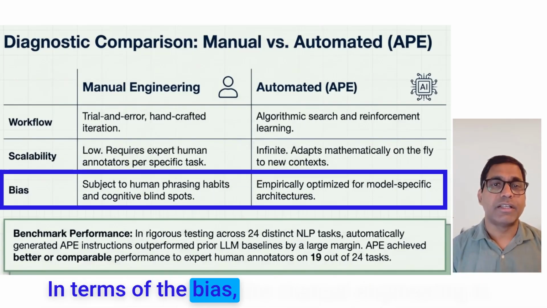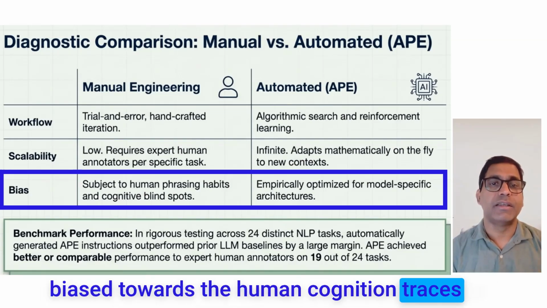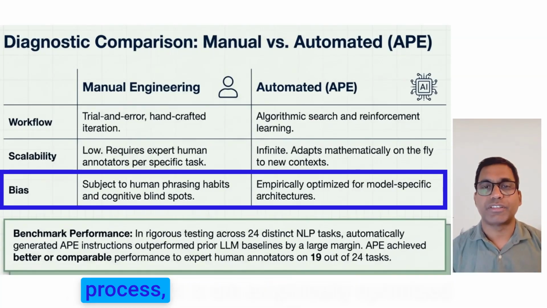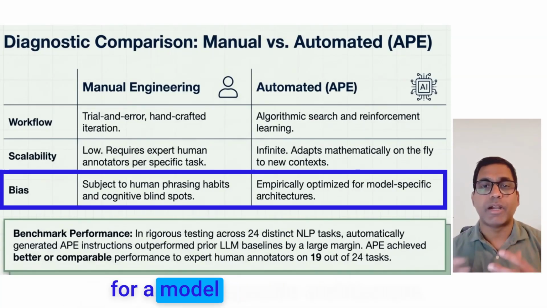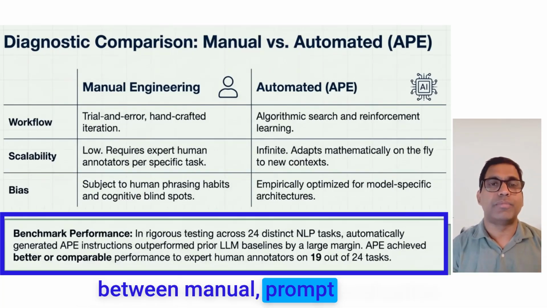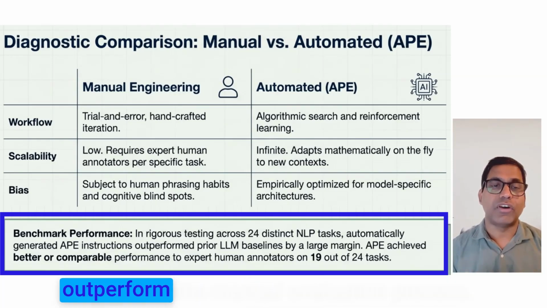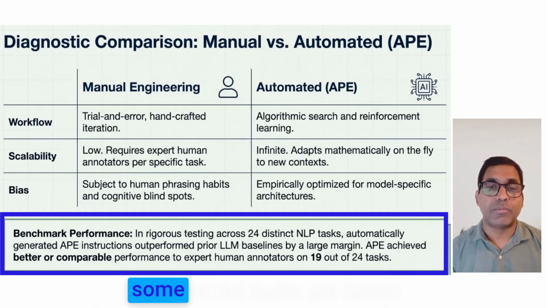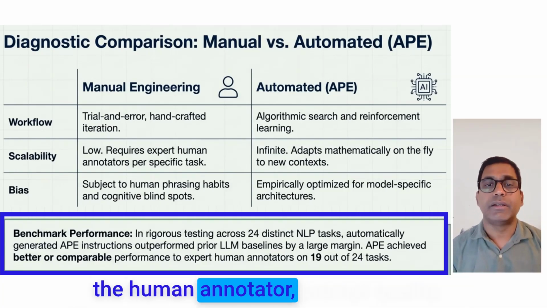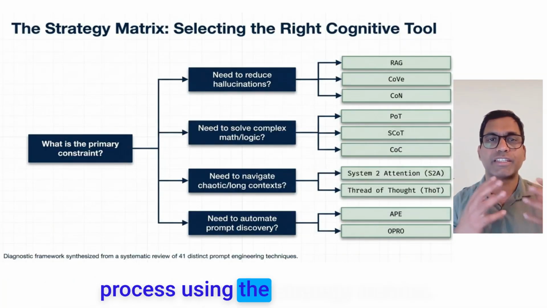In terms of bias, manual engineering is biased towards human cognition phrases, or there are cognitive blind spots, whereas in the automated prompt evaluation process, it is empirically optimized for a model specific architecture. In terms of the benchmark comparison between manual and automated prompt evaluation, the automated prompt evaluation outperformed the manual evaluation process. Some of the tasks are better, some of the tasks are comparable with the human annotated prompt quality.